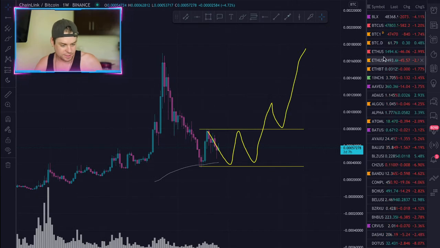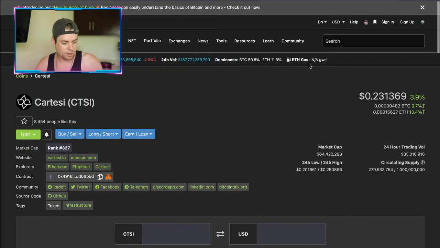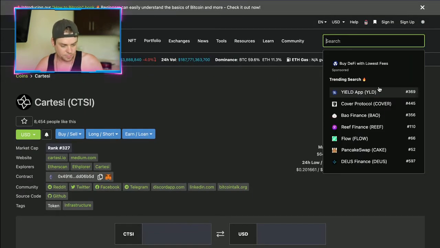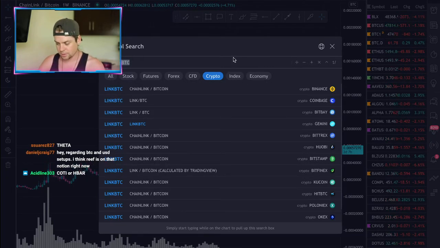Let's see what we can see over here. I got a couple weird ones. What's hot on the watch list right now? Yield app, Cover protocol. Cover actually isn't a bad one. Let's take a look at Cover. Theta, sure. Theta, Cody, H bar. Okay, cool.